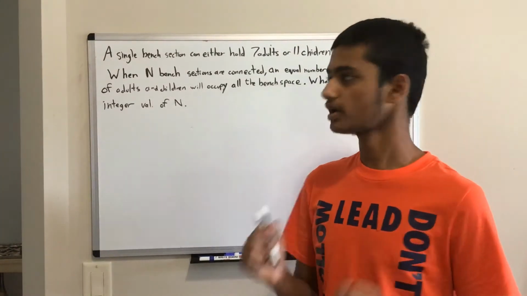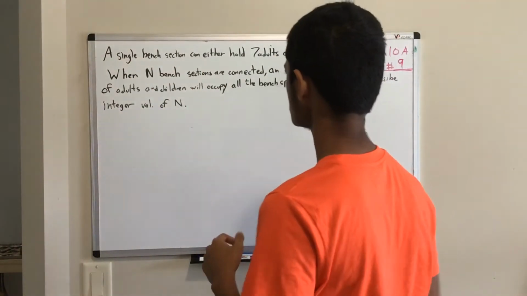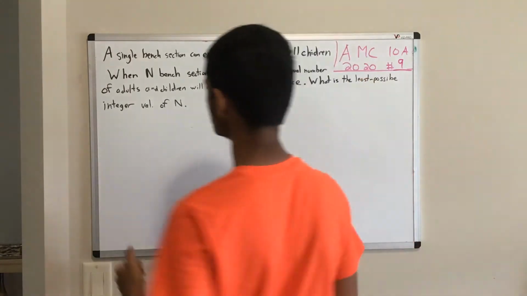So now let's look at problem number 9. So the problem reads that a single bench section can either hold 7 adults or 11 children.